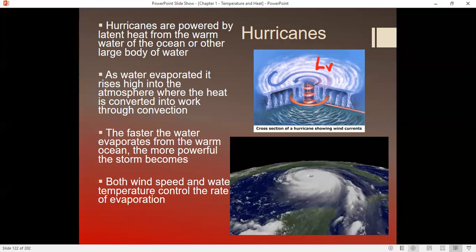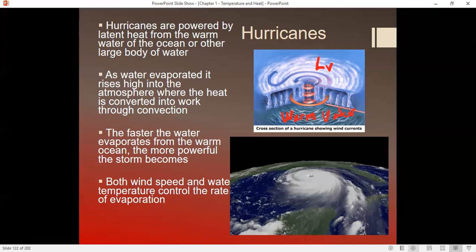How do we know this? Well, because we don't get a hurricane unless we have warm water where the water can actually evaporate into a gas, into a vapor. So basically, unless we have a source of energy here, and this again is warm water, this storm is going to die out very quickly.